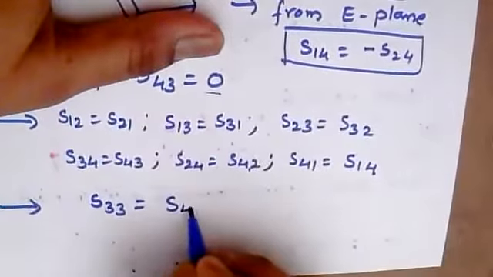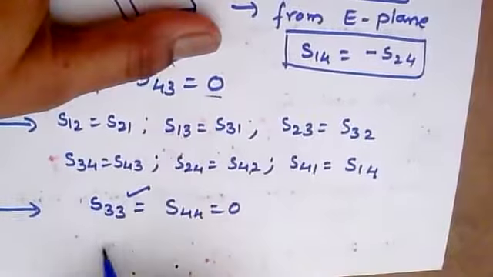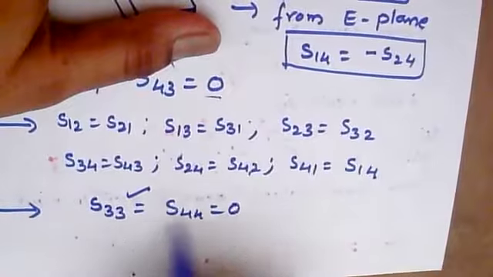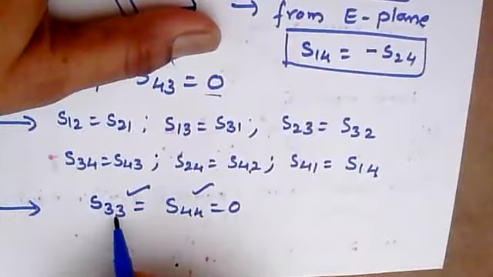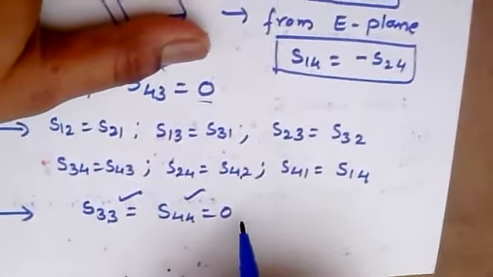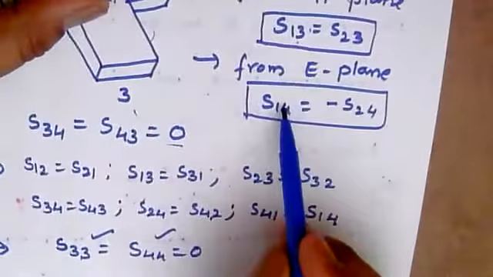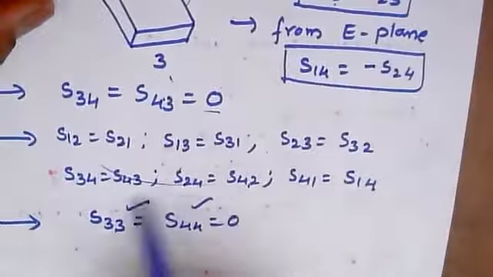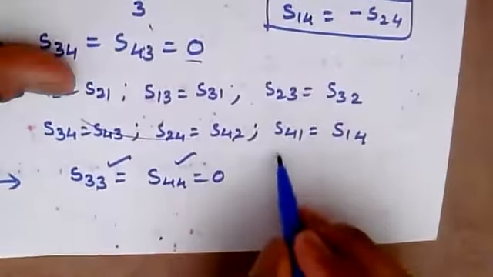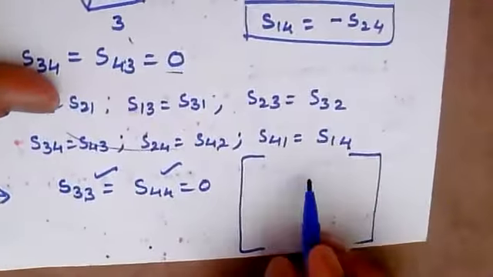So S33 will be equal to 0 and S44 will be equal to 0 here. From the E plane, one port will be equal to 0, and from the H plane the other will be equal to 0, so that S33 will be equal to 0 and S44 will be equal to 0. Now substituting all these values, S13 and the symmetric values, we have to substitute in the S matrix here.